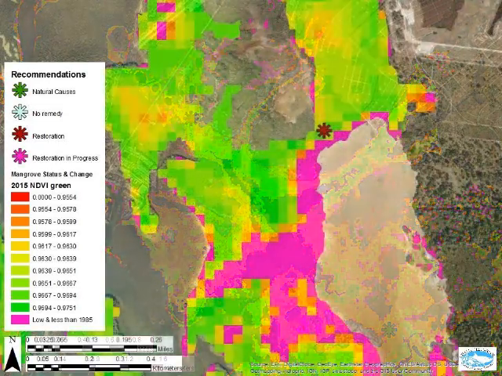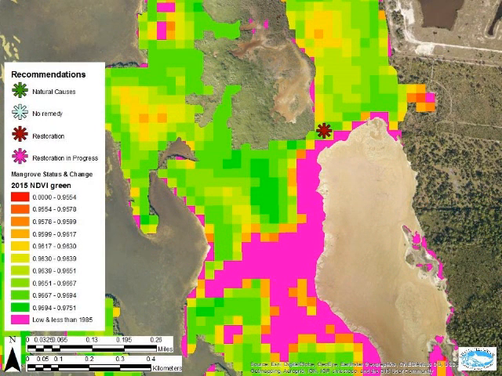This is Pine Island, and this is the mangroves, and this is Pine Island Sound off here, so it's the western side of Pine Island, and some big areas of mangrove die-off. And there's a berm road here, and we recommend a culvert here.